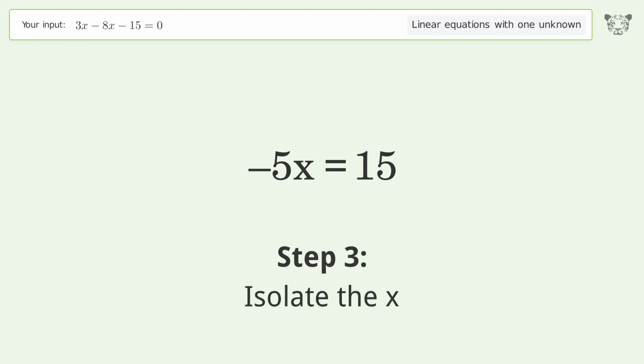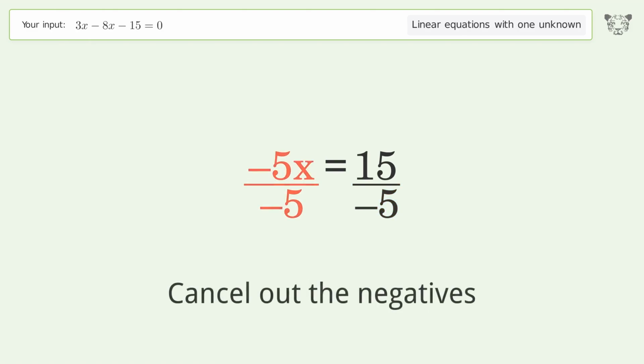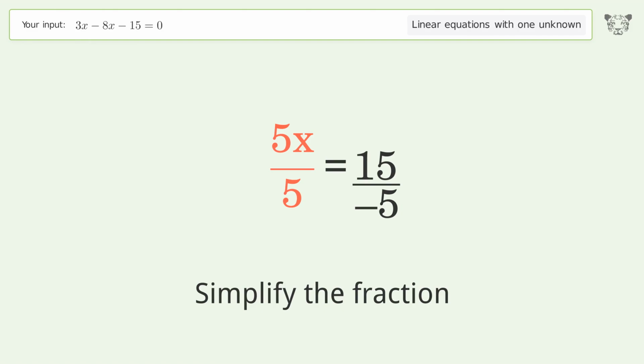Isolate the x. Divide both sides by -5. Cancel out the negatives. Simplify the fraction.